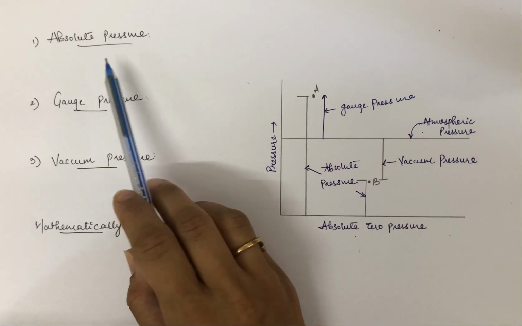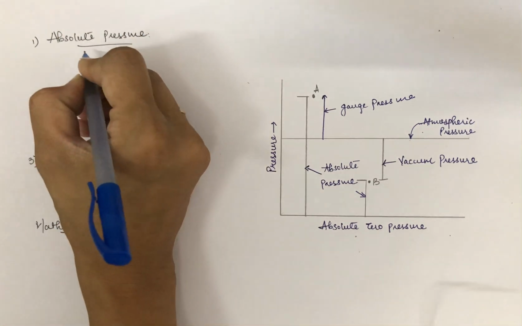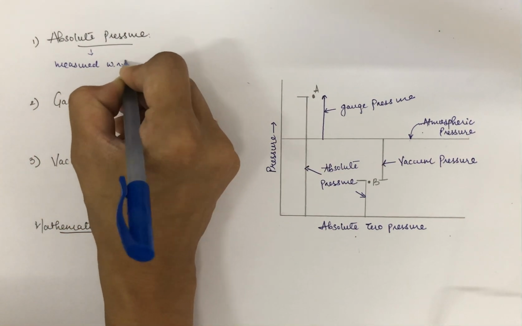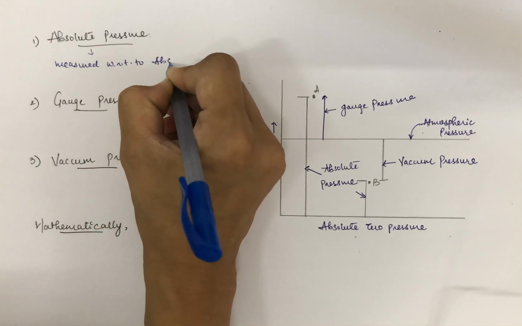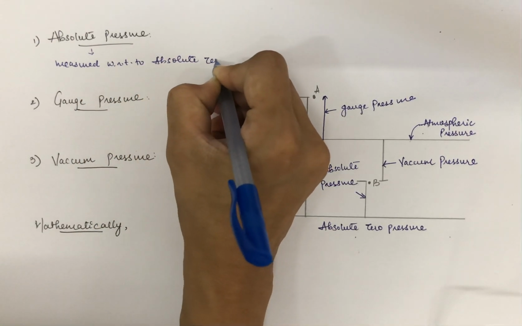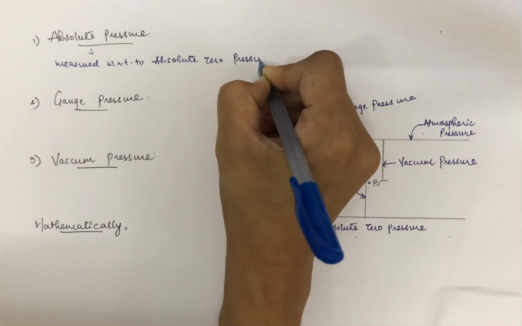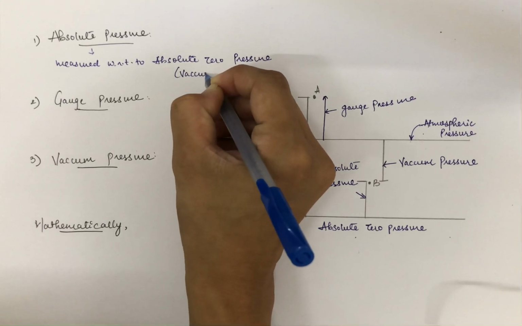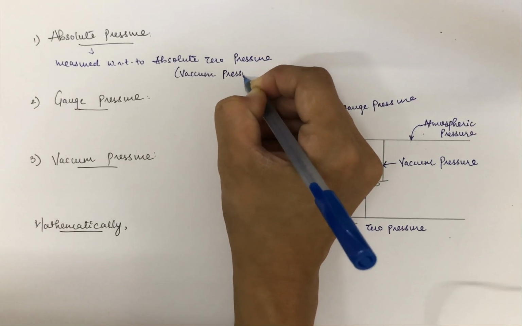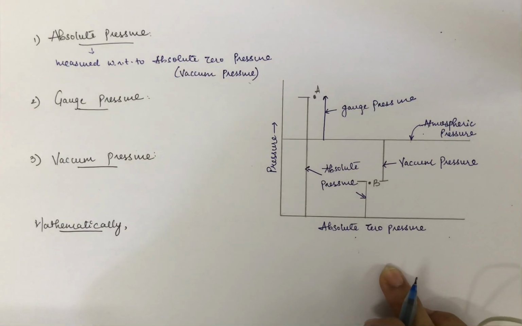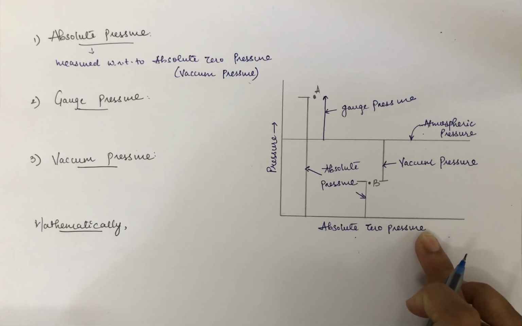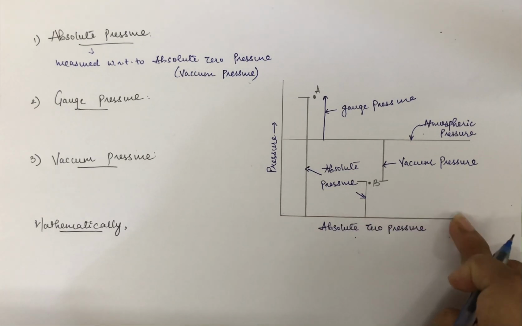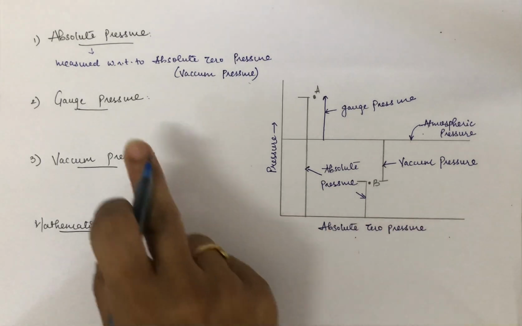The first one is absolute pressure. This absolute pressure is measured with respect to absolute zero pressure, or with reference to absolute zero pressure. This absolute zero pressure is also known as vacuum pressure. If you look at this diagram, this is the absolute zero pressure, and the absolute pressure is measured with respect to it. Now, what is gauge pressure?